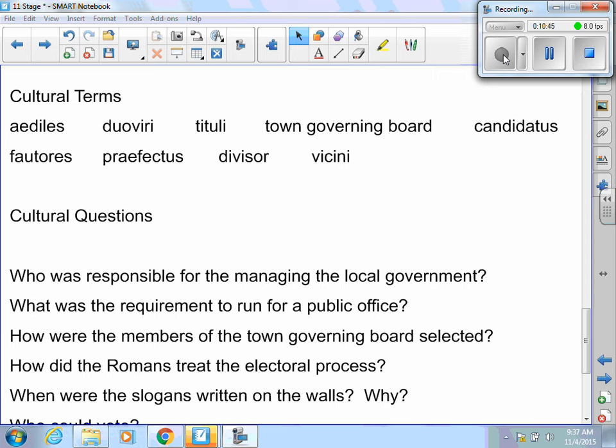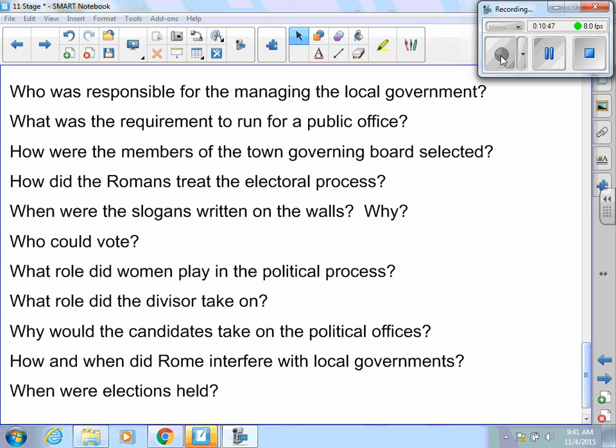Okay, who was responsible for managing local government? That would be the town itself. The emperor rarely intervened, only when matters got out of control and they showed that they could not take care of those matters themselves. What was the requirement to run for public office?